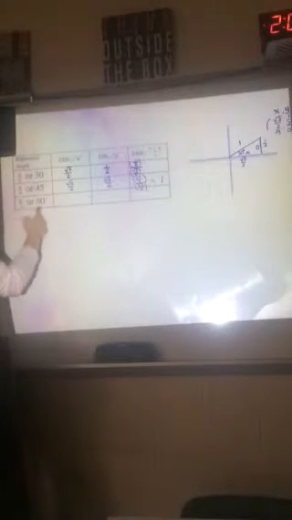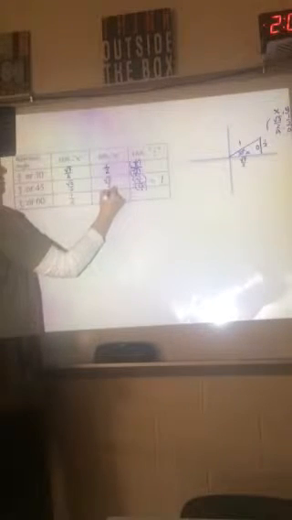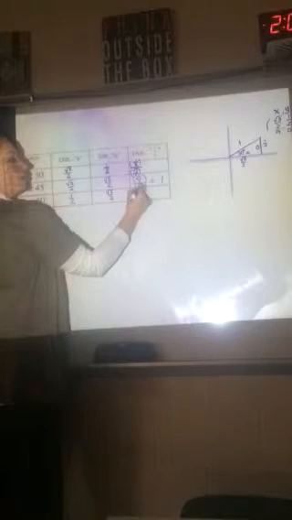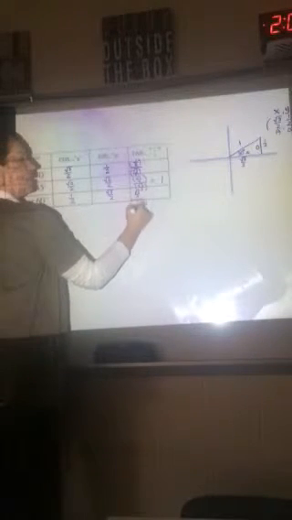In my pi over 3 or 60 degree angle triangles, my cosine value is going to be 1/2. Sine is root 3 over 2. Tangent is going to be root 3 over 2 divided by 1/2, or just root 3.